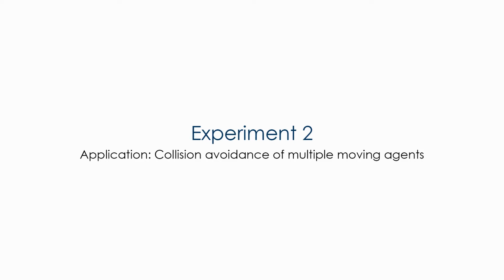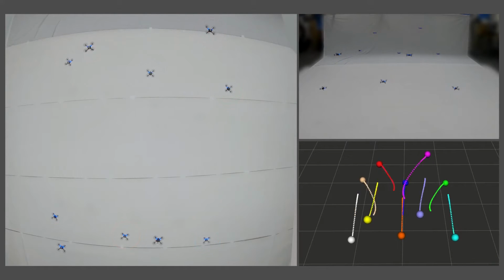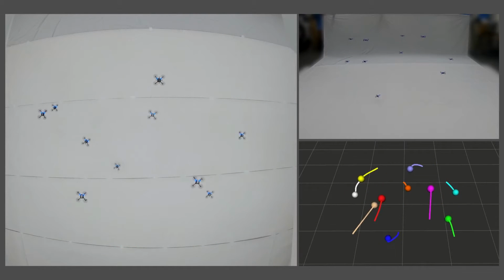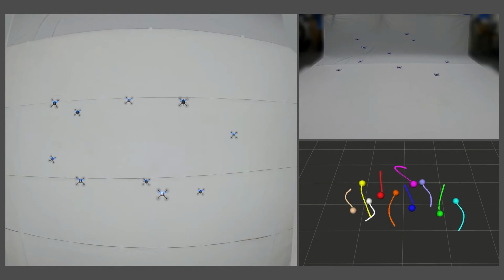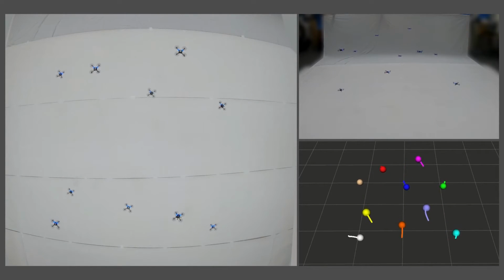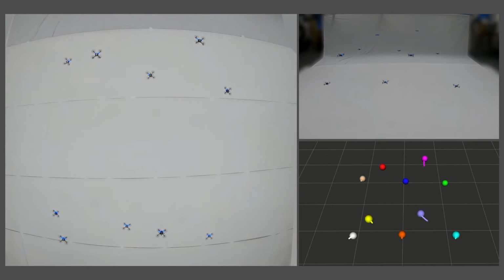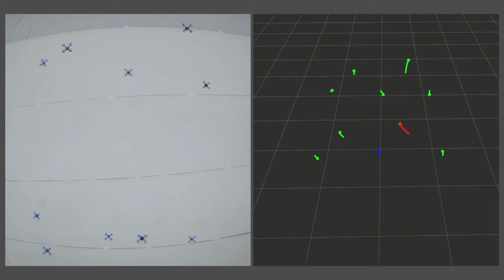Next, 10 agents set up as 2 teams of 5 will swap positions. This creates a very difficult obstacle avoidance scenario, where we require that no 2 agents should violate the specified safety distance. Let's observe the obstacle prioritization in real time.